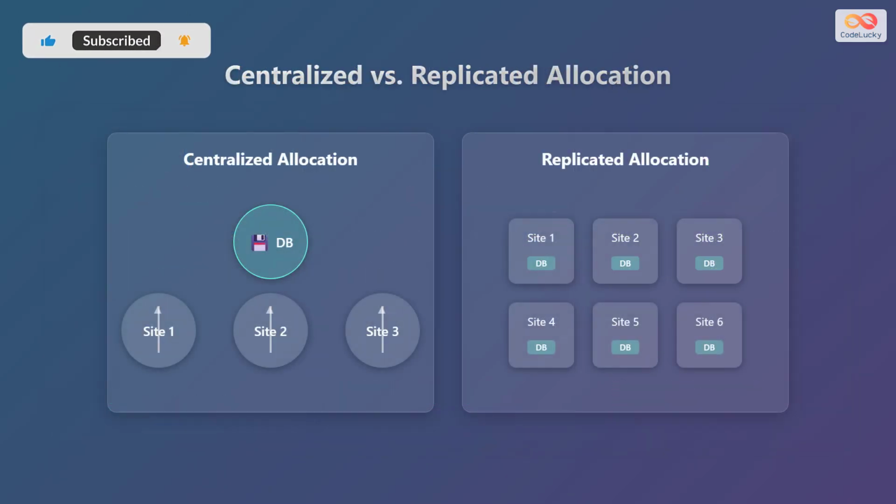Now, let's compare centralized allocation with replicated allocation. In a centralized allocation, there is one central database, and all sites must request data from this central location. In replicated allocation, each site has a full copy of the database, enabling them to access the data locally without needing to communicate with the central site.